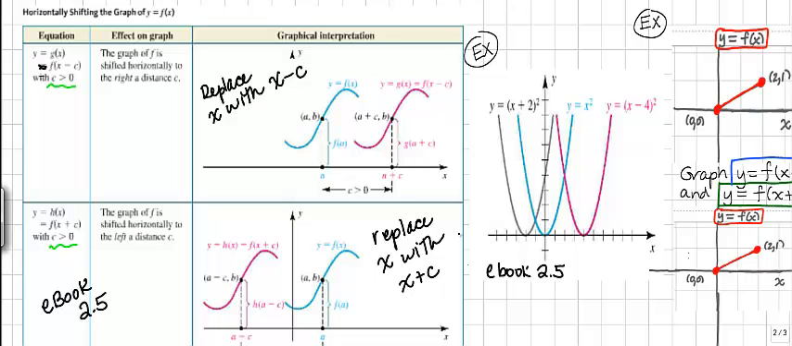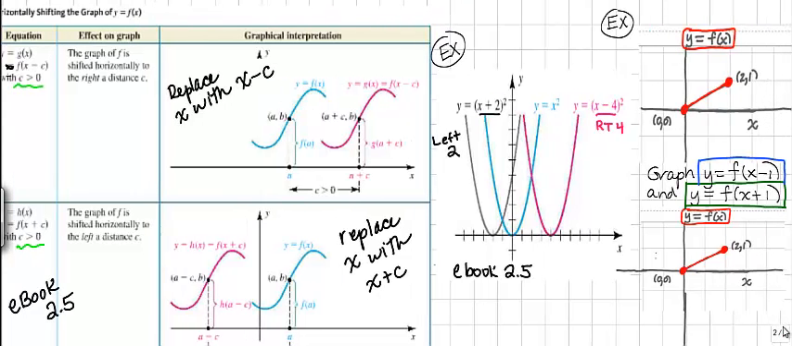Okay? And what we find out looking at the picture with the parabolas, and your blue graph is y equals x squared, that if we replace x with x minus 4, the graph moves to the right 4 units. Whereas if we replace x, in this case with x plus 2, it's going to move left 2 units.